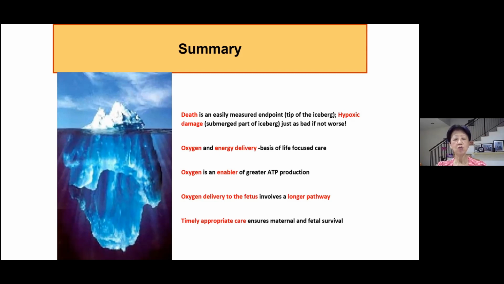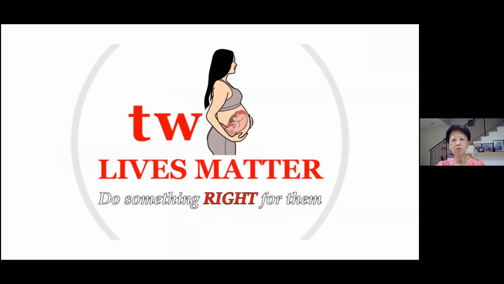Oxygen delivery to the fetus involves a very much longer pathway, and that explains the higher risk of death in the form of stillbirths compared to mom. And timely, appropriate care ensures maternal and fetal survival. So while Black Lives Matter, we are also going to request for all of you to understand 2 lives matter in this case. And we hope that everybody who has to deal with mom and fetus does something right for them.